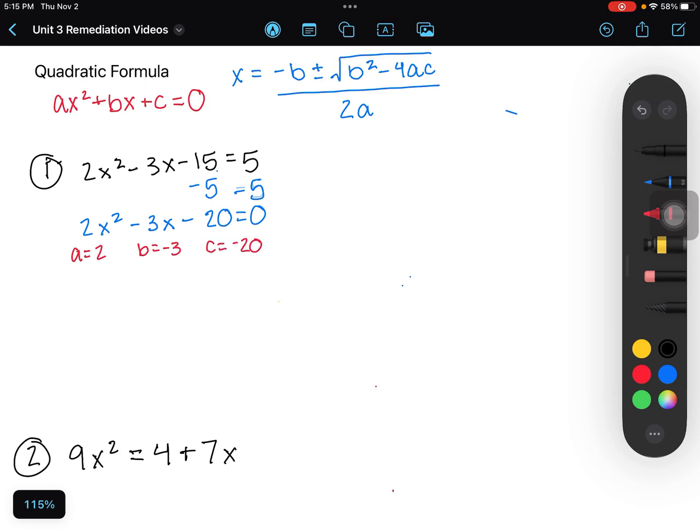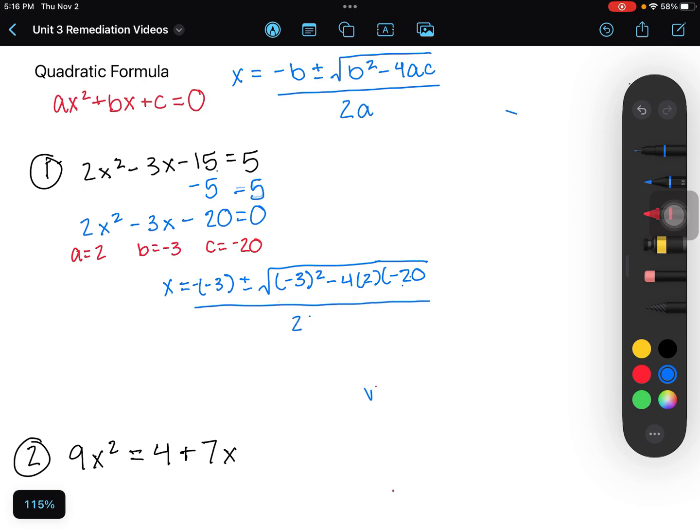So I'm just going to take those values and plug them right into the quadratic formula equation. So x equals negative 3, because it's always going to be the opposite of the b value, plus or minus square root of b squared minus 4 times 2 times negative 20, all over 2 times 2.